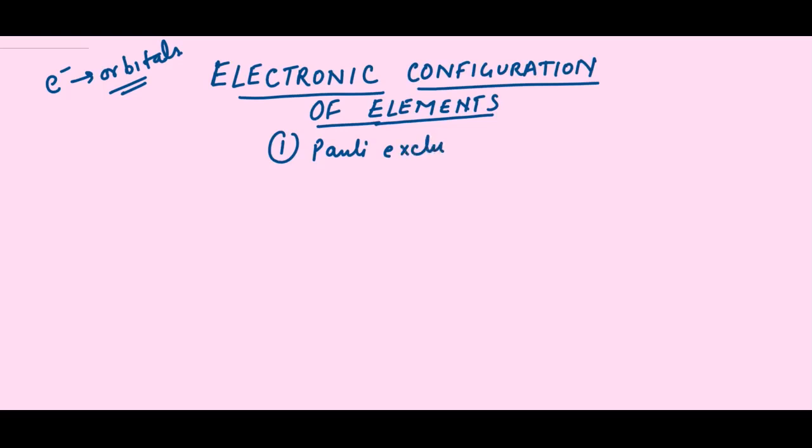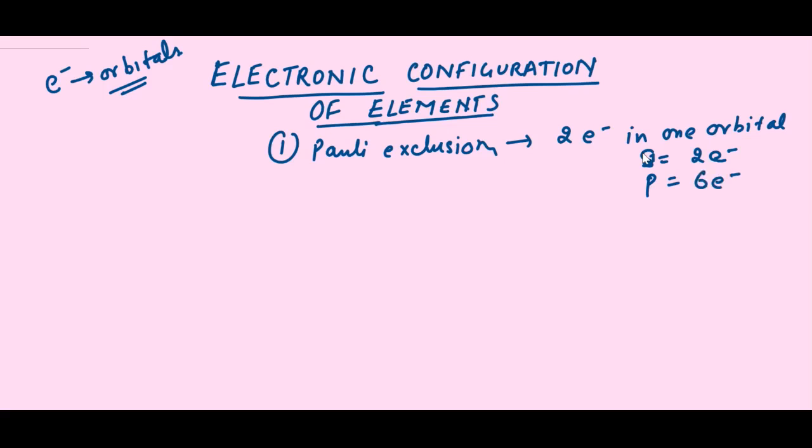The very first principle is the Pauli exclusion principle. This principle says that only two electrons can be present in one orbital. So you cannot fill more than two electrons in a particular orbital. For example, in the s orbital, you will fill only two electrons. Similarly, in the p subshell, there are three orbitals, px, py and pz, so maximum 6 electrons can be filled.